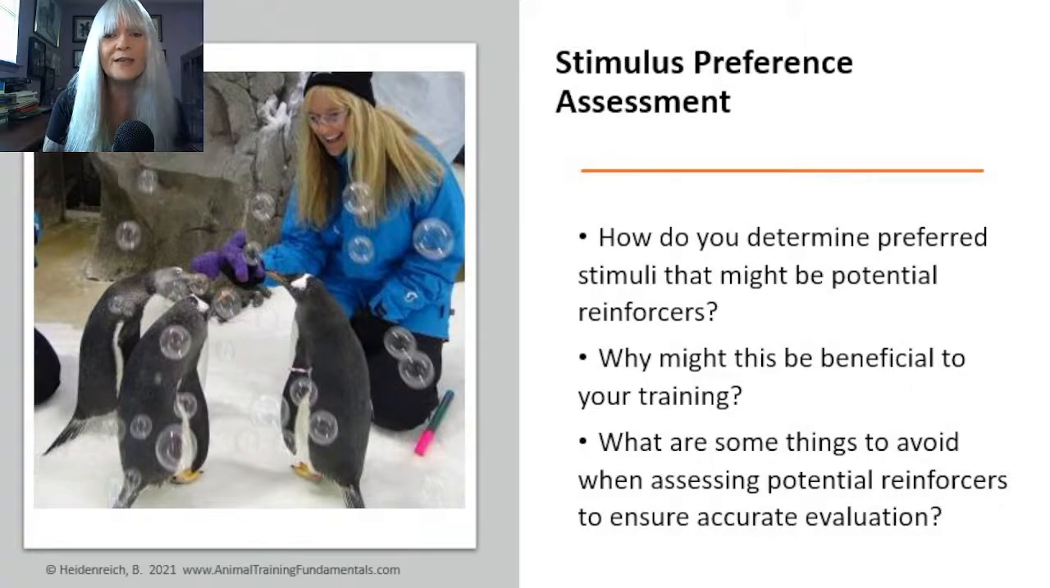So we're going to talk about why this might be beneficial to your training and what are some of the pitfalls to avoid when we're assessing potential reinforcers so that we can ensure we're getting an accurate evaluation.